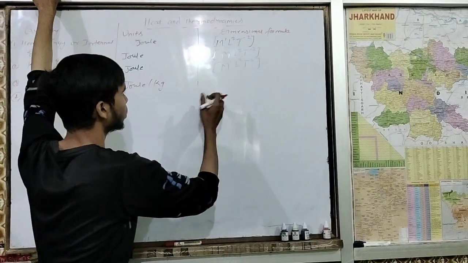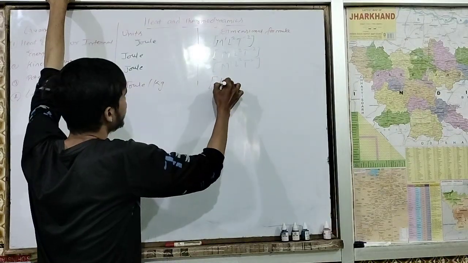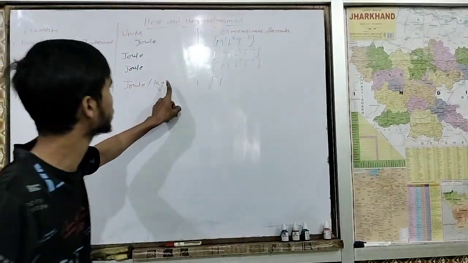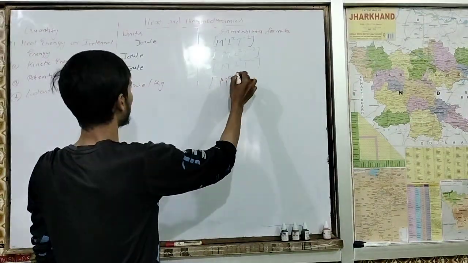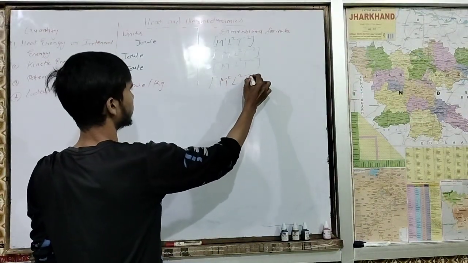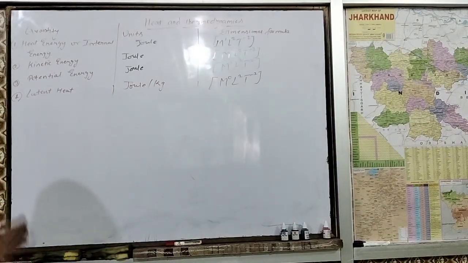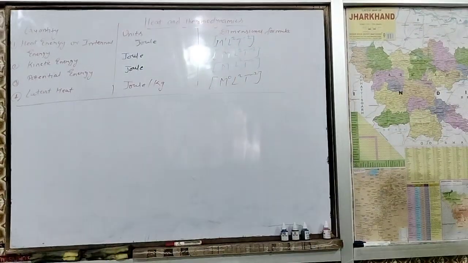Now we know the dimension formula for joule. So M, but here mass minus 1 and 1 will give you 0, and L2 and T minus 2. M0, L2, T minus 2. Okay, this is complete till here. This was for heat and thermodynamics.